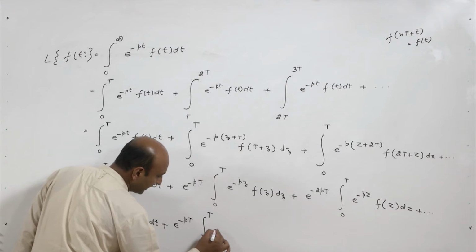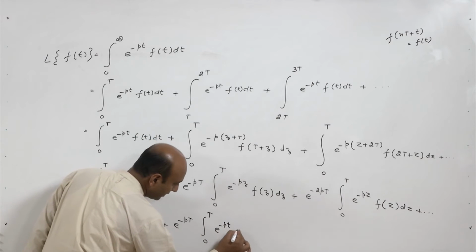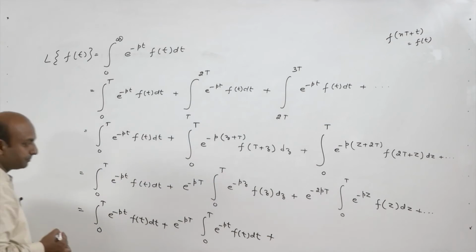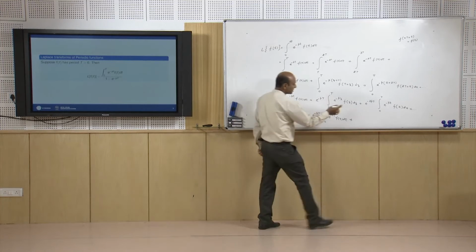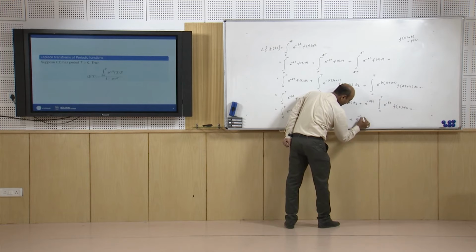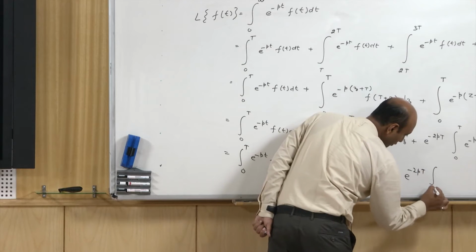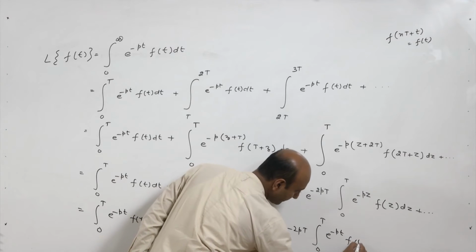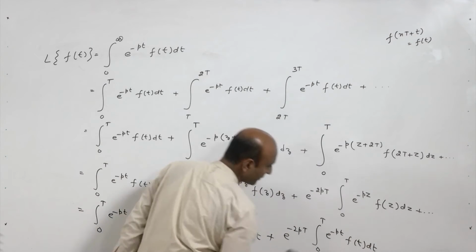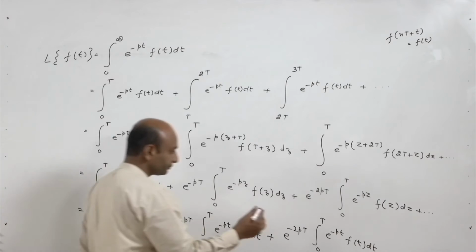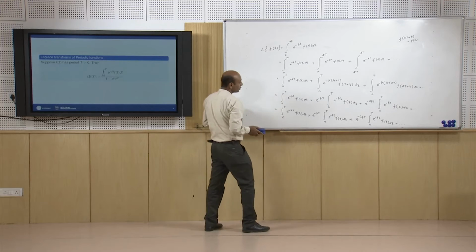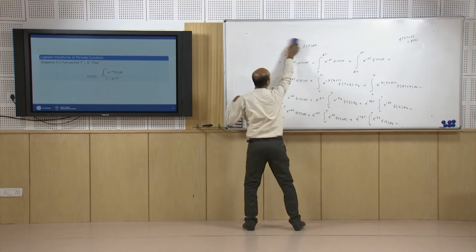So we can write it like this, e^(-pt) f(t) dt plus, okay. This expression you can also write as the integral from 0 to T of e^(-pt) f(t) dt, and so on. So what is the final expression now?